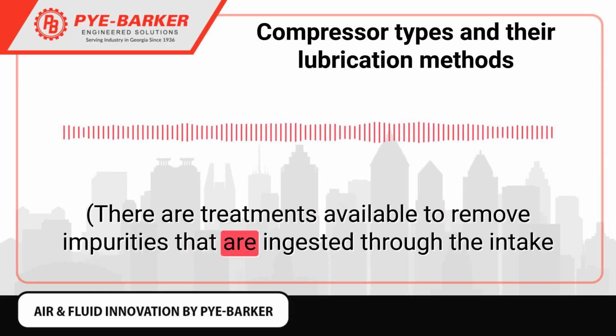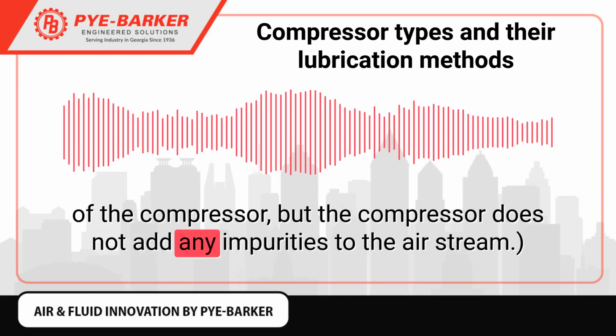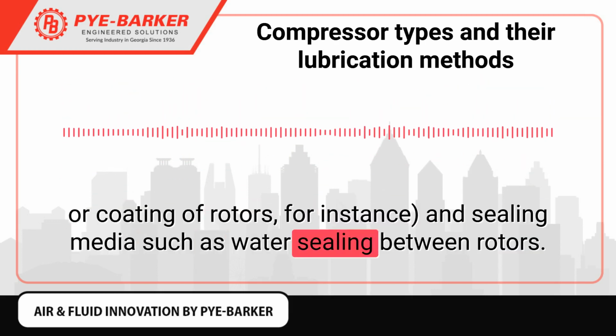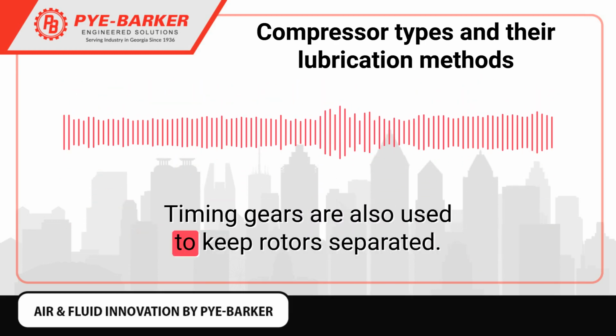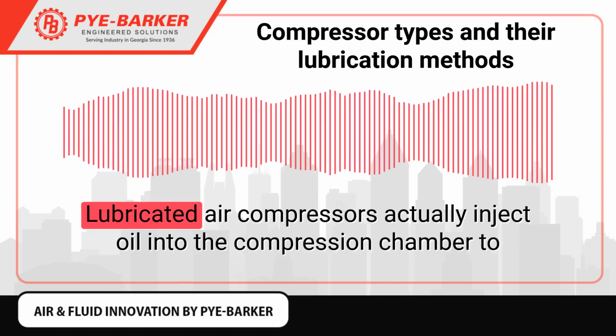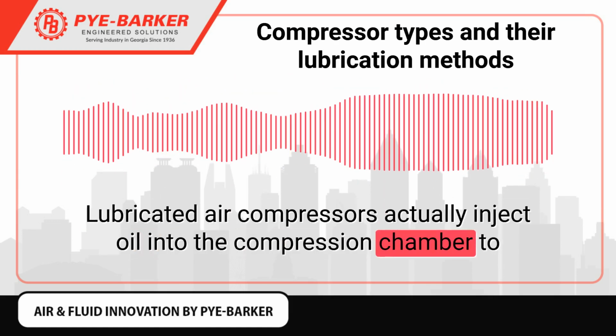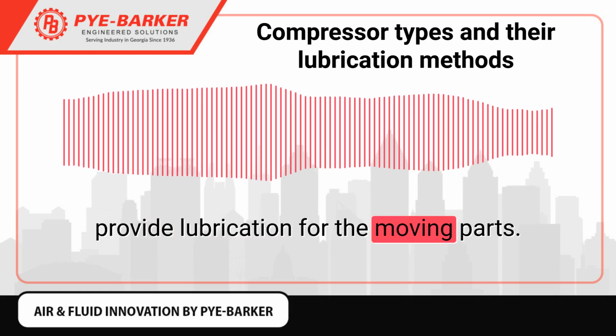Both reciprocating and rotary compressors use special materials and sealing media such as water sealing between rotors. Timing gears are also used to keep rotors separated. Lubricated air compressors actually inject oil into the compression chamber to provide lubrication for the moving parts.